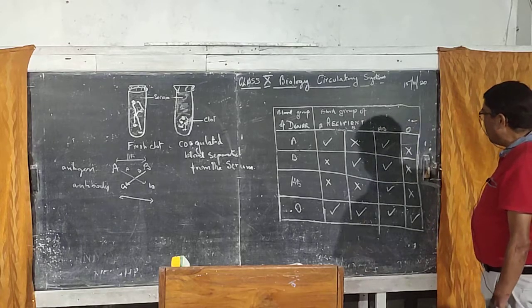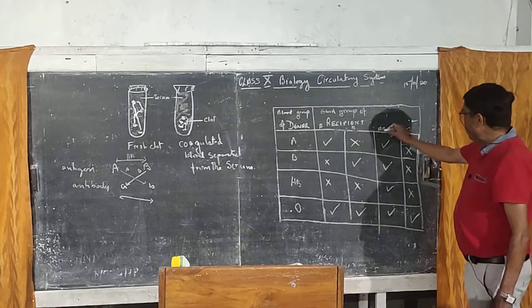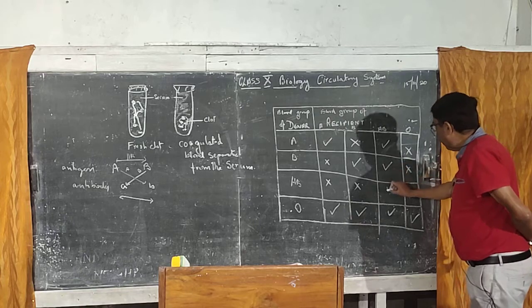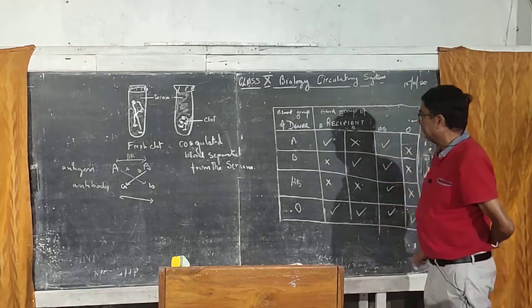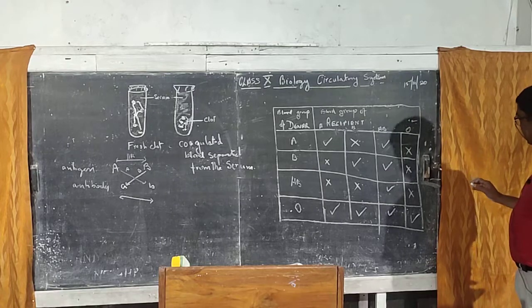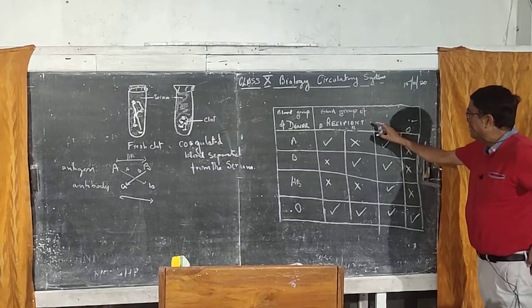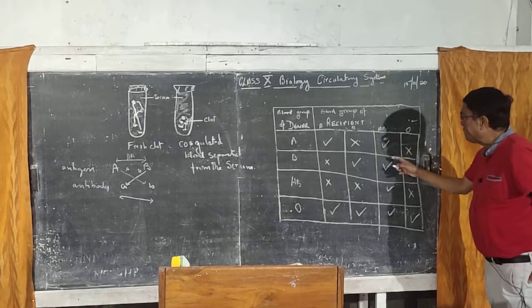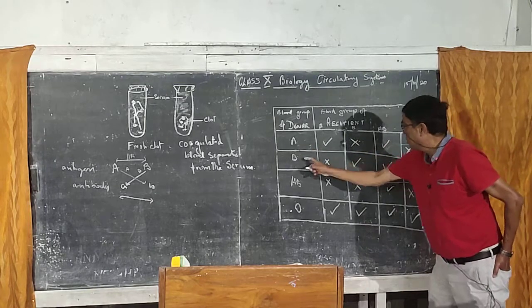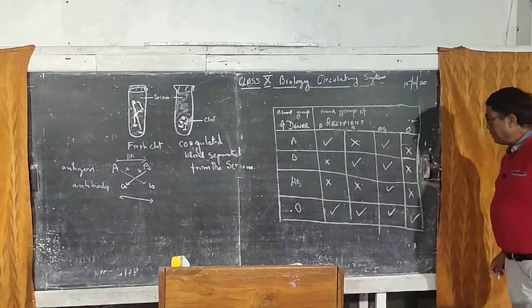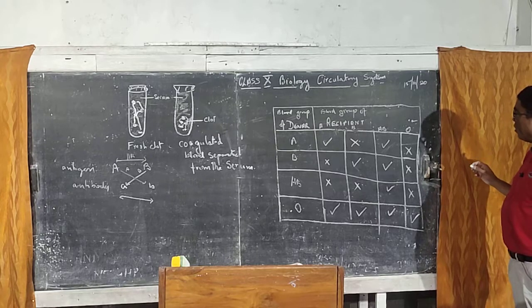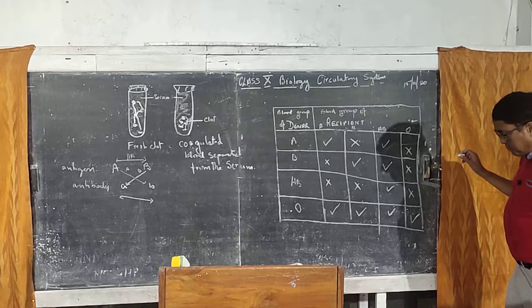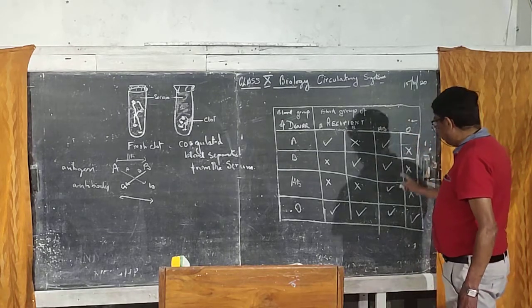And if you see this chart, blood group AB of the recipient can receive blood from all the groups of the donor. Once again, group AB of the recipient, the one who receives blood, can receive from all the groups. That is called universal recipient. So blood group AB is the universal recipient.